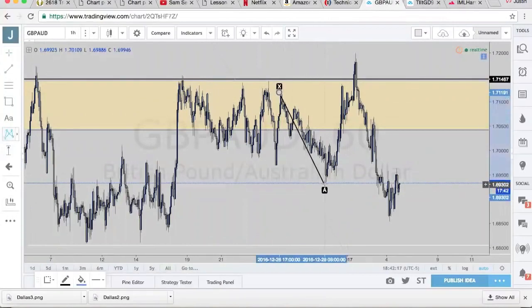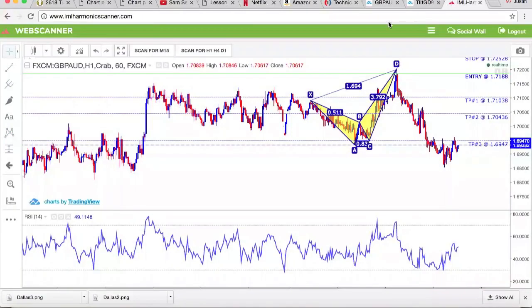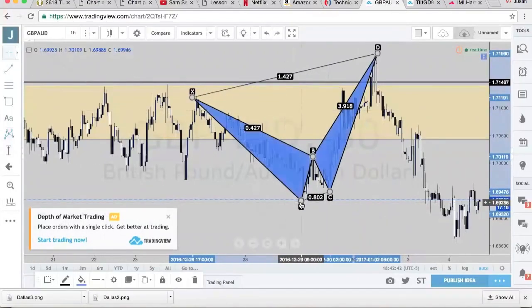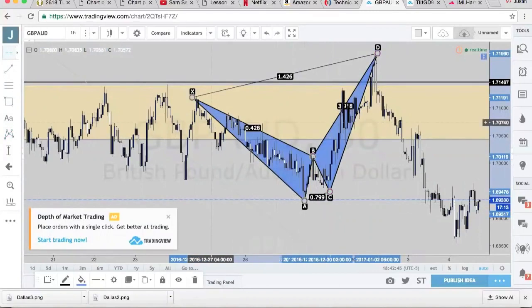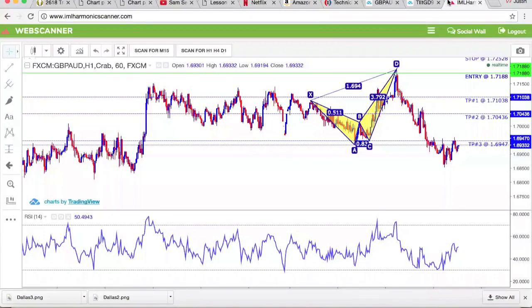So here, up into around a 38.2%, down into a 78.6, and up into around a 161.8, around there. See if I do that right. It can actually fall down a little bit more. And there, and here. It's there. There we go, that's where it is.